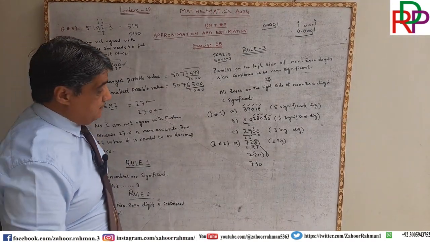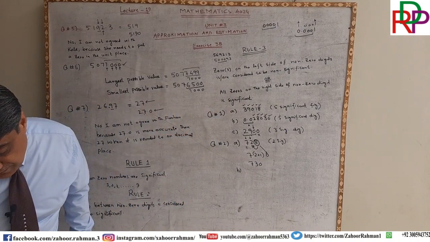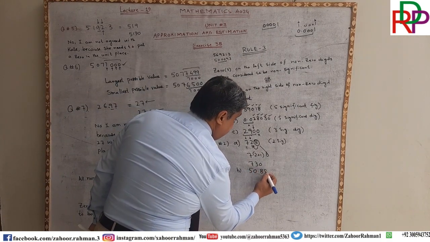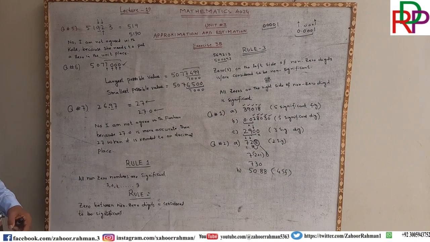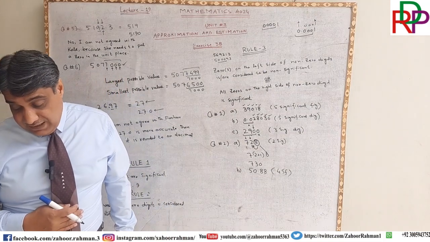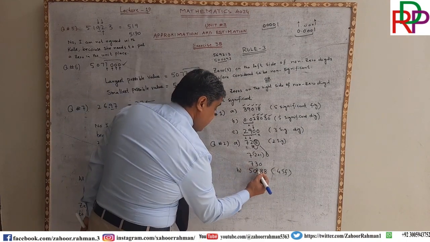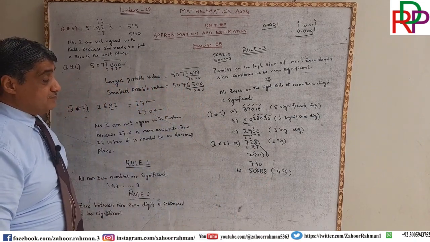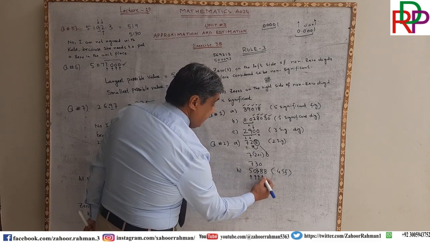Now, the B part is saying round up 503.88 to 4 significant figures. 4 SF. SF means significant figure. So, when we are having 503.88, this is significant, this is significant, this is also, and this is also.